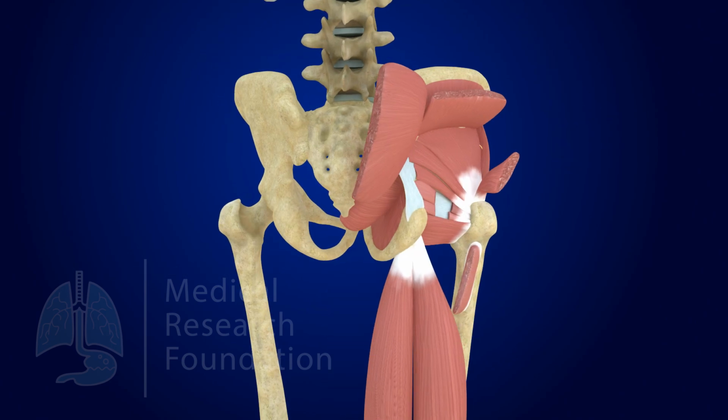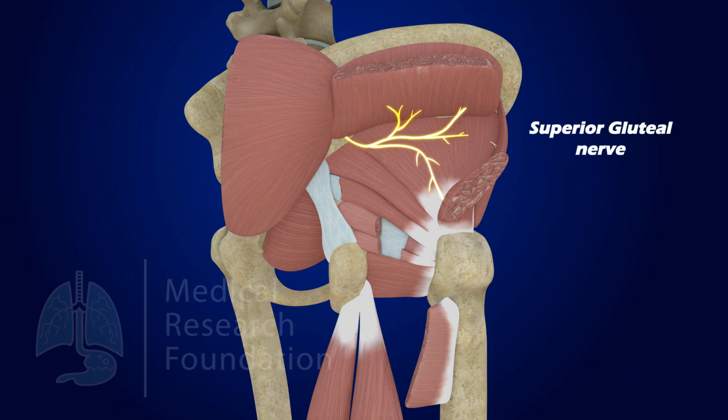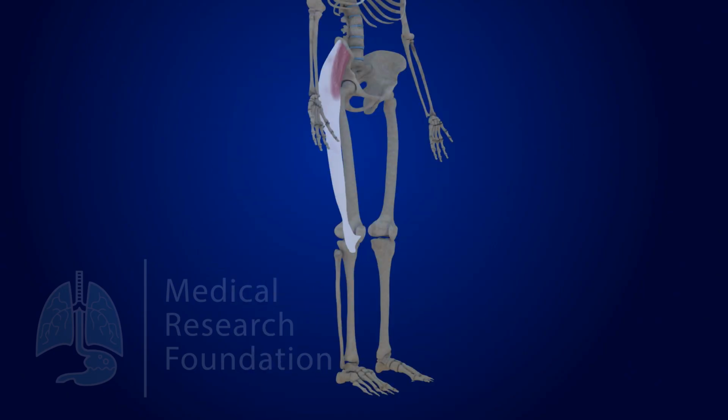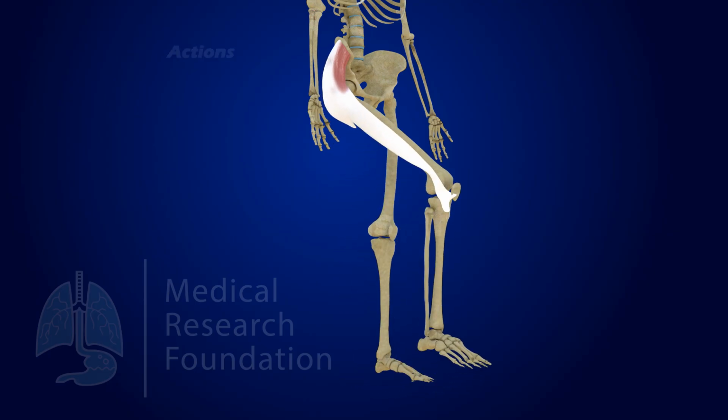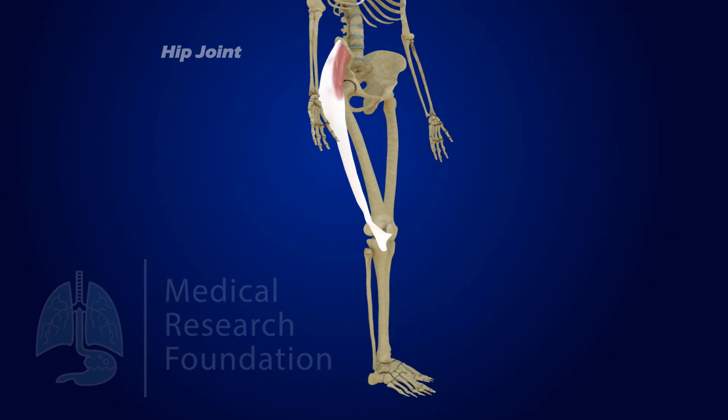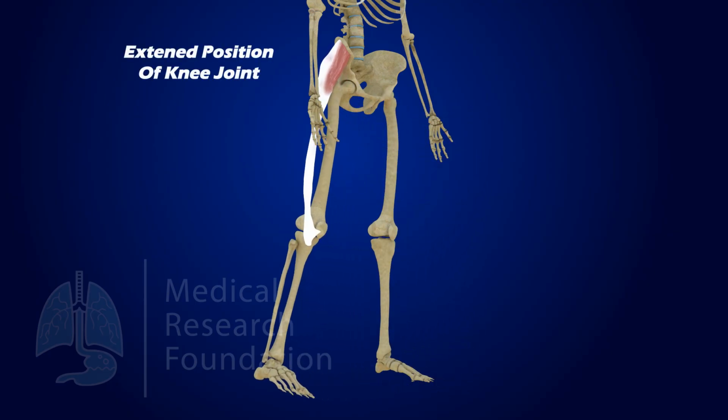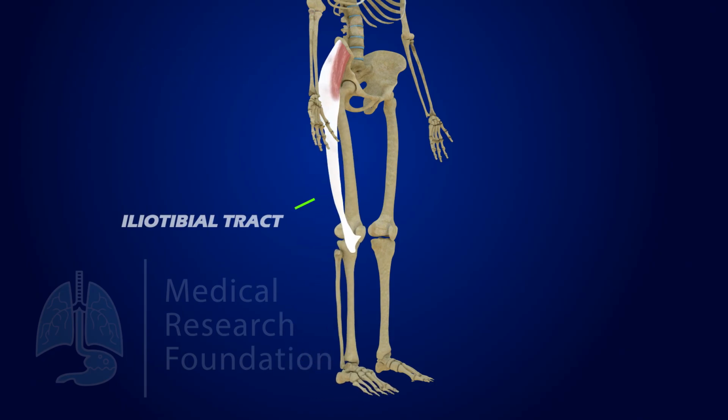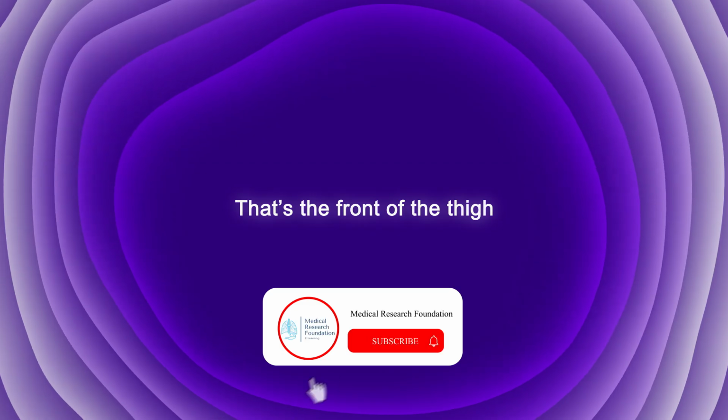Nerve supply. It is by the superior gluteal nerve. Actions. It abducts the hip joint and maintains the extended position of the knee joint through the iliotibial tract. That's the front of the thigh.